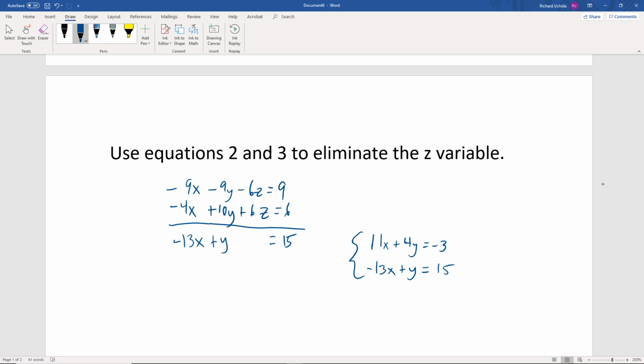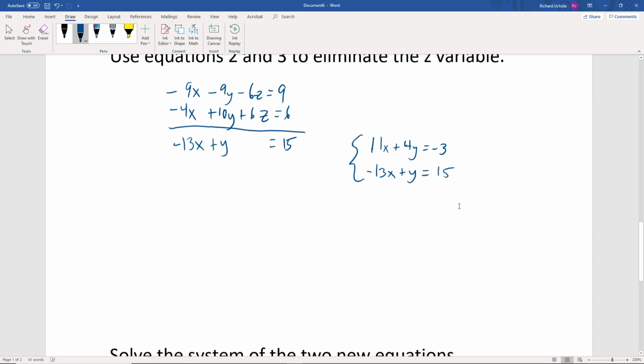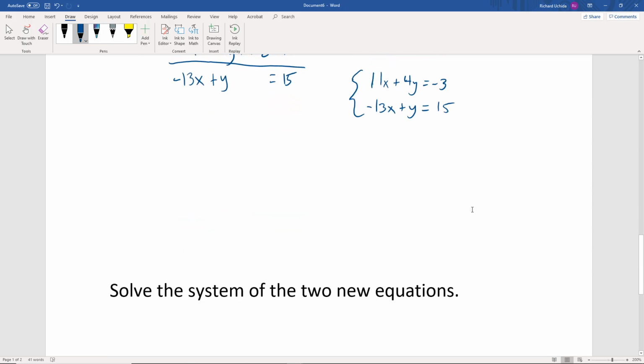And now this is just like what you did before when you're solving a system of two equations using the elimination by addition method, because we only have two equations and two unknowns now. So let's solve this system. And let me rewrite it again down here. So we have that 11x plus 4y is negative 3, and negative 13x plus y equals 15.